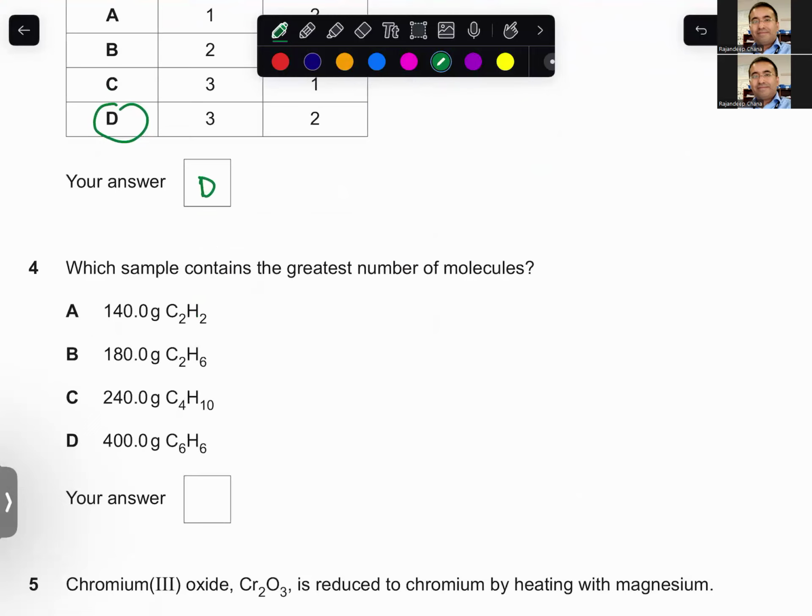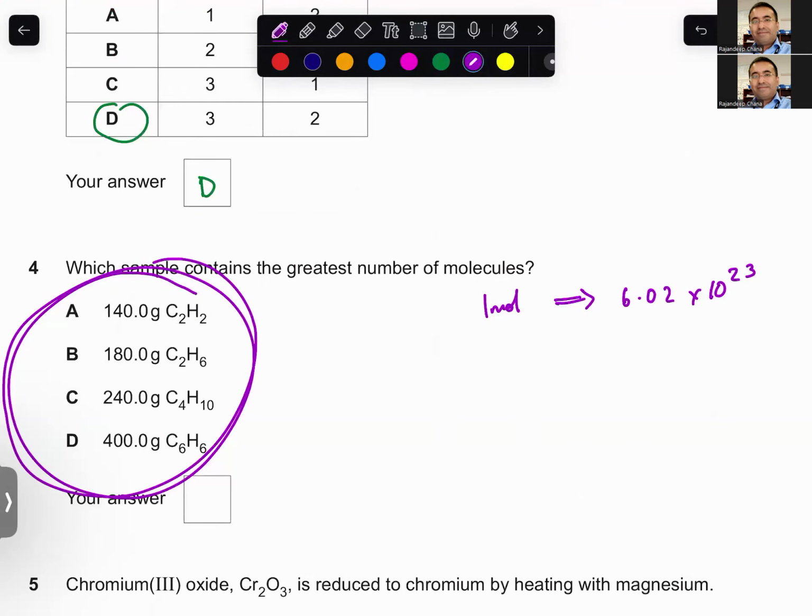Which sample contains the greatest number of molecules? Before we even answer this question, we know that 1 mole of any substance will have 6.02 times 10 to the 23 molecules in it. Mole of molecules. So really, whichever will have the greatest number of moles of molecules will have the greatest number of molecules. So we need to work out the moles.